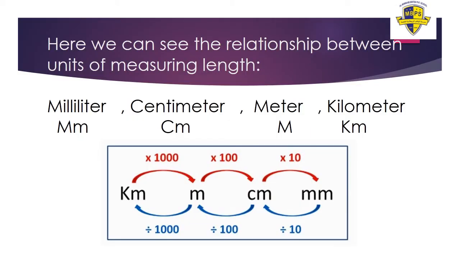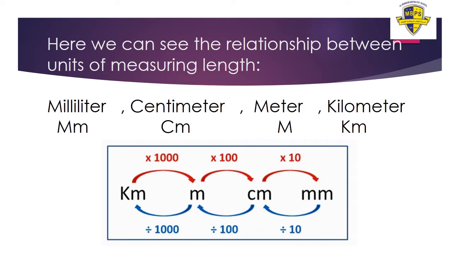Here we will discover the relationship between these units. The units we have from smallest to greatest: millimeter, centimeter, meter, kilometer. But what is the relationship between these units? How many millimeters make a centimeter? And how many centimeters make a meter? And how many meters make a kilometer?